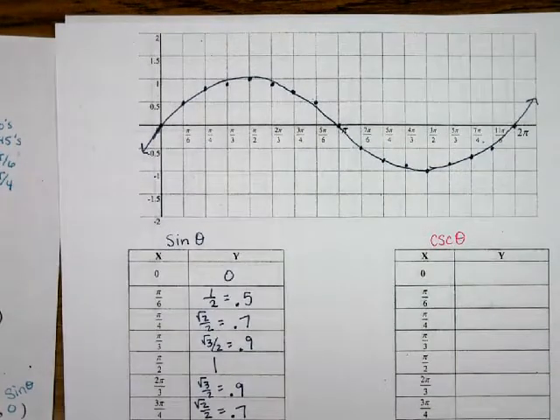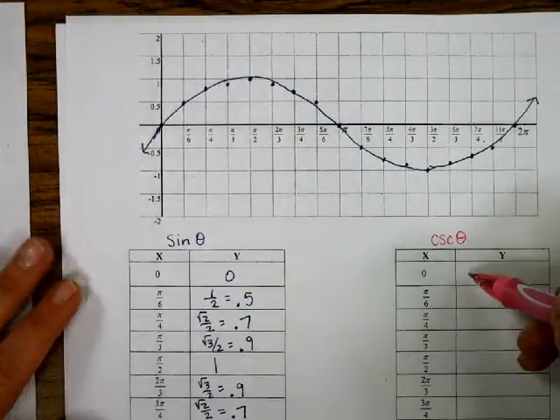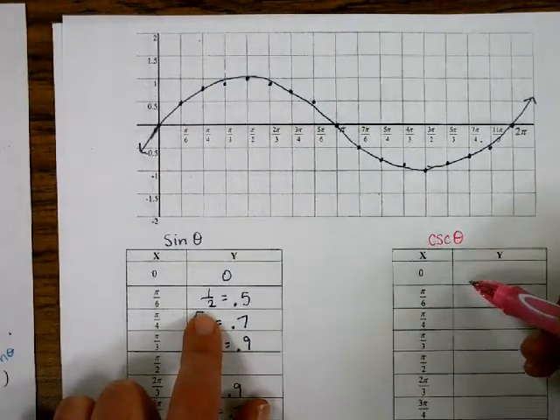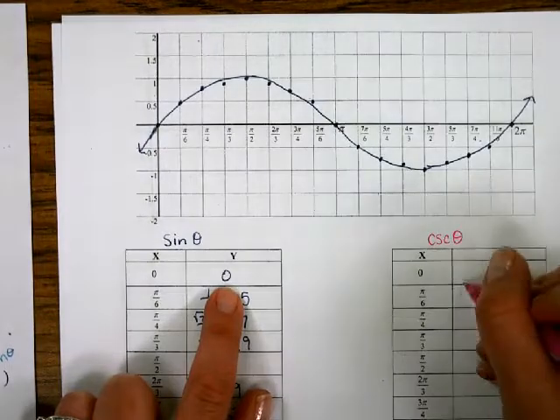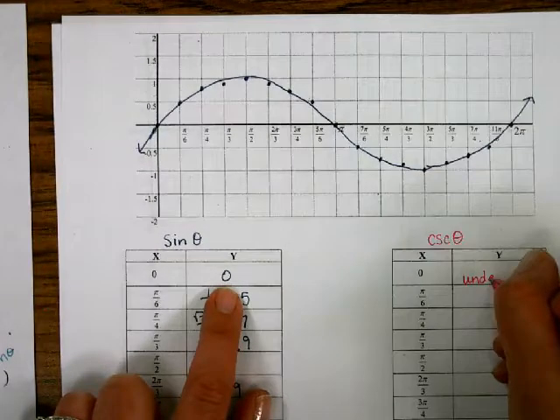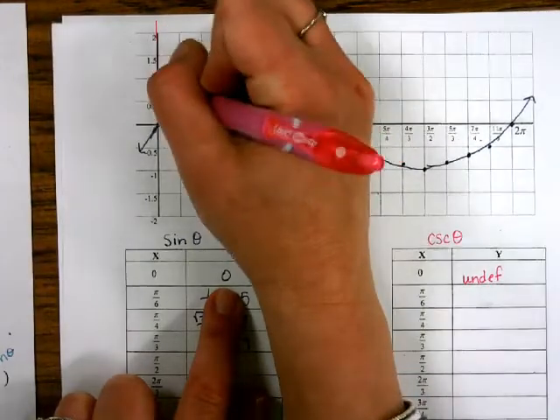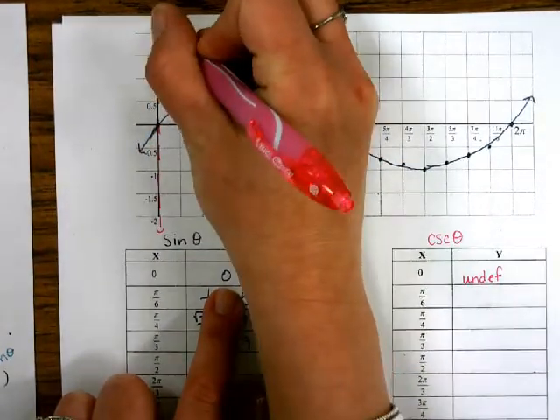Okay, now cosecant. Remember, cosecant is its reciprocal. So I can take these and flip them over. So for cosecant, we can do their reciprocals. If I have a reciprocal of 0, this is undefined. And then when I graph undefined, I get an asymptote. And remember, asymptotes are lines that we get closer and closer to, but we never touch.